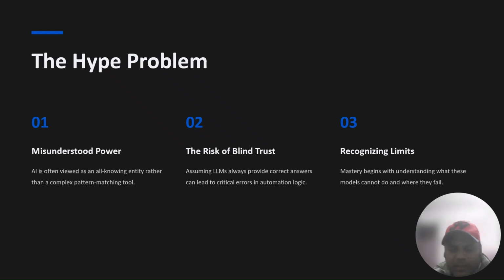So the problem is not AI itself. I would say it's a misunderstanding. Many people assume that LLMs always know the right answer. In reality, without understanding their limitations, we risk trusting outputs that only sound correct. This is the danger we must avoid.